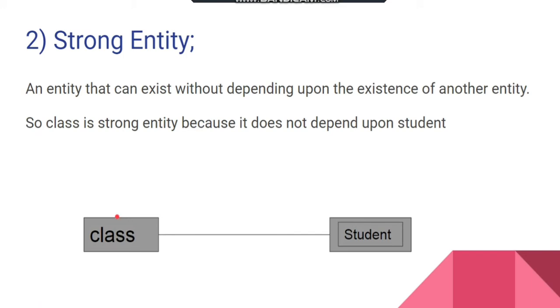There are a lot of examples of weak and strong entities. For example, the customer and the bank. Customer is a weak entity and bank is a strong entity. If the bank is destroyed, there is no customer. But if the customer is removed, the bank will still exist. So this is called the strong and weak entity concept.